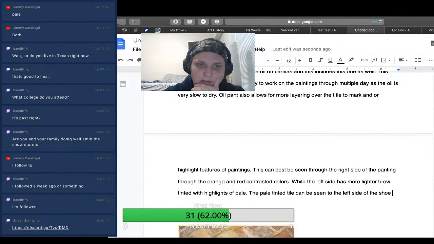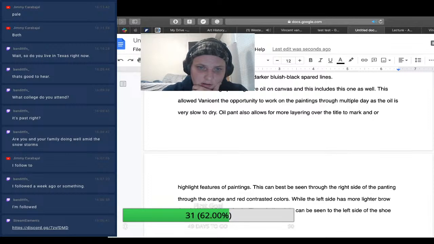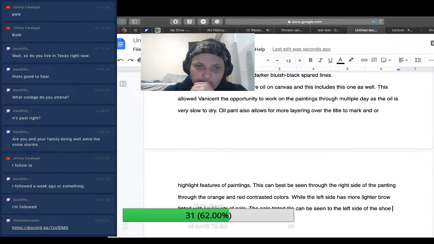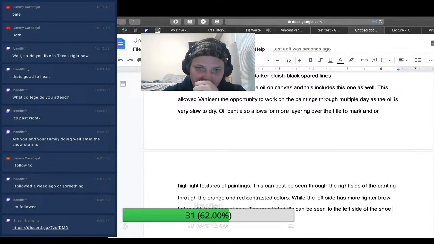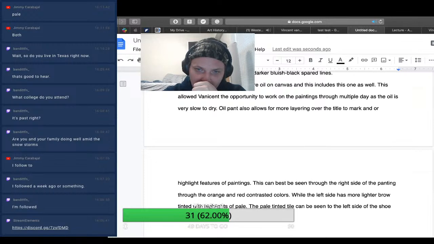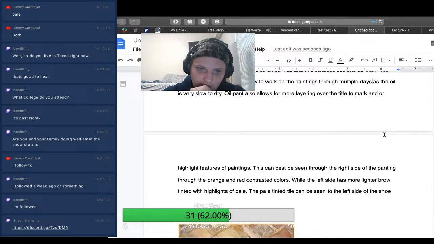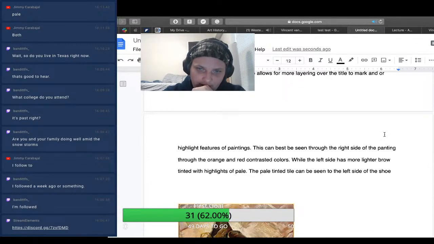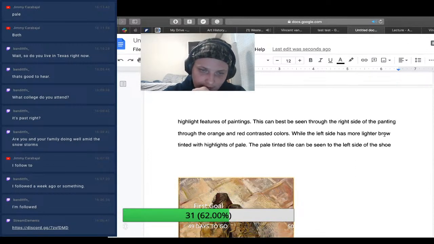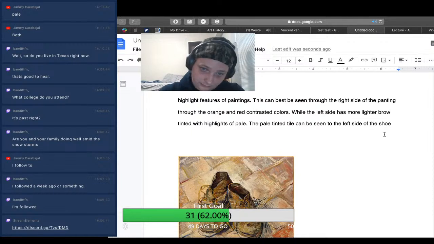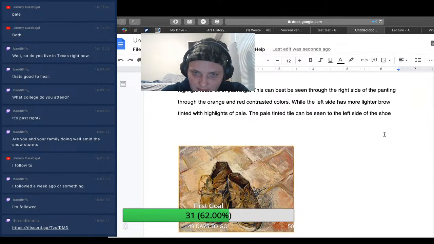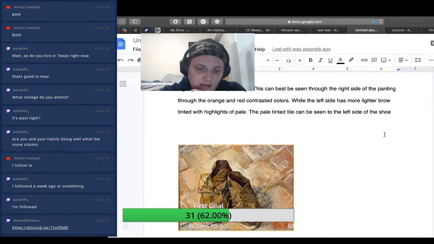Let's read back here. Most of Van Gogh's paintings are oil on canvas, and that includes this one as well. This allowed Vincent the opportunity to work on paintings through multiple days, as well as oil paint allowing for layering to mark and/or highlight features of the painting. This can best be seen through the right side of the painting, through the orange and red contrasted colors. The left side has more brown tint with highlights of pale.